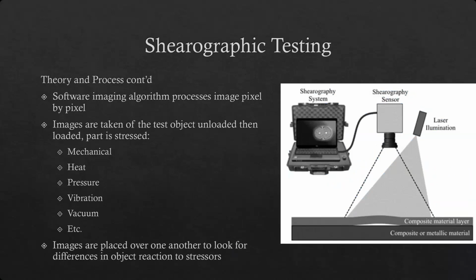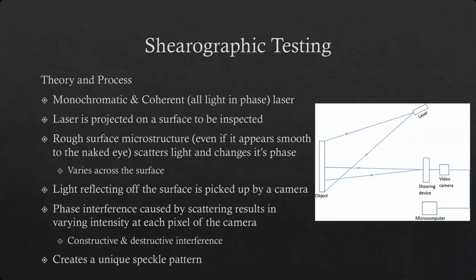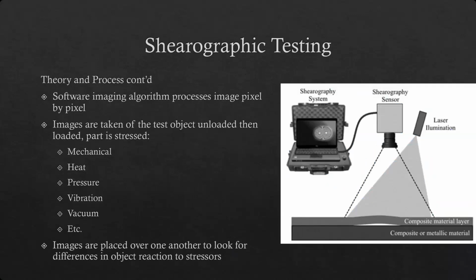And that's going to go into a software system. So you can see here a laser off to the side, a shearographic sensor, and typically there's what's called a shearing device, which is a set of polarizing filters. That's built, in this case, into the camera. It's a camera with special polarized filters on it.